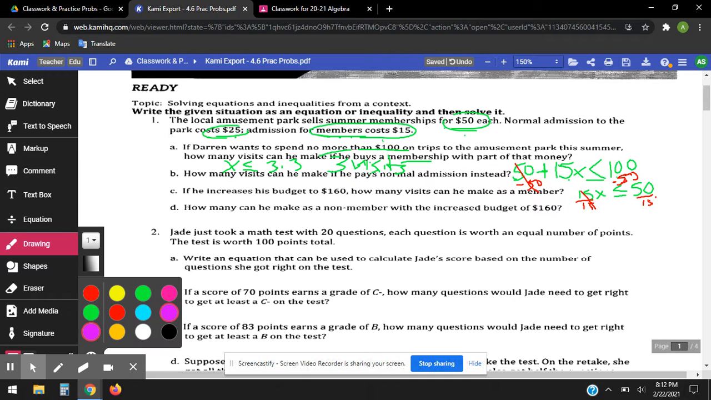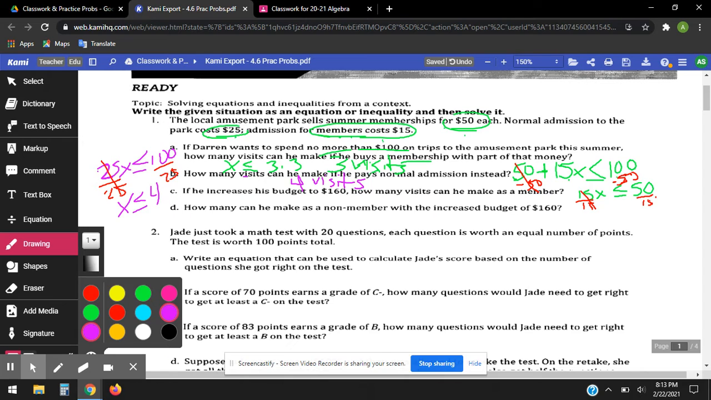Okay, so now how many visits can he make if he pays the normal admission instead? Well, if he just pays the normal admission, then we're looking at 25x, right? So 25 each time he goes, less than or equal to 100. So if we divide both sides by 25, x is less than or equal to 4 visits. So he can actually make 4 visits if he just pays normal rate, doesn't get the summer membership.